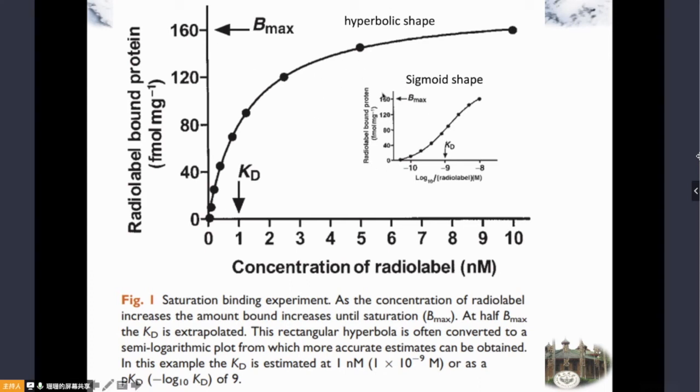From the curve, you can see the Bmax, which means the drug concentration that occupies 100% of the receptor, and the Kd, which means the drug concentration that can occupy 50% of the receptor.